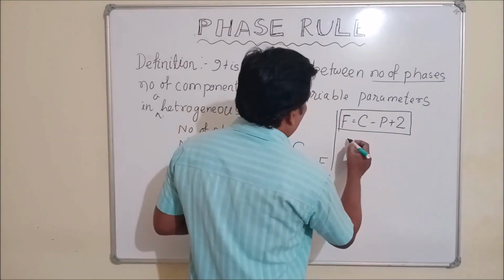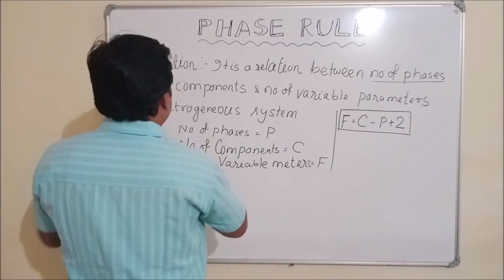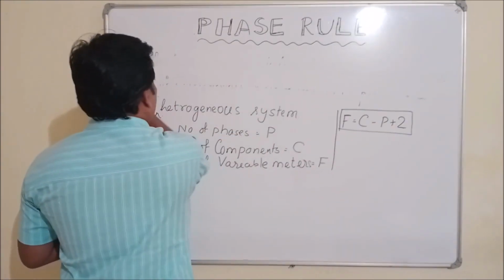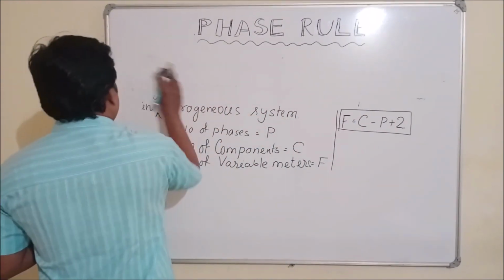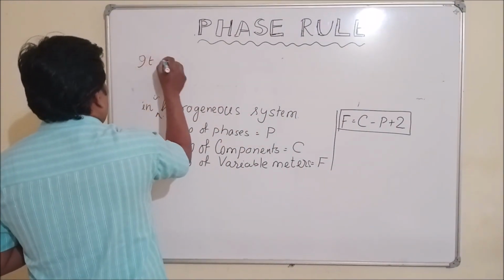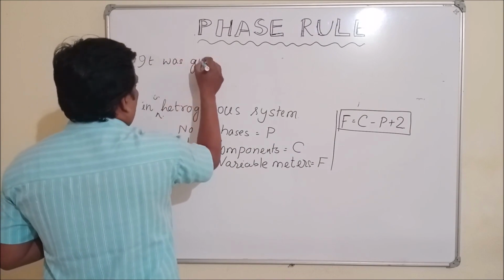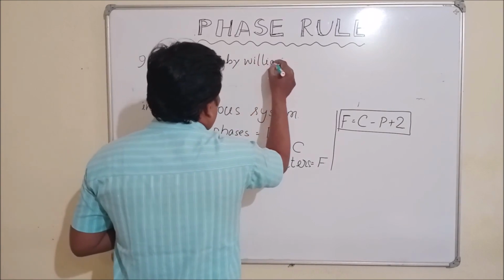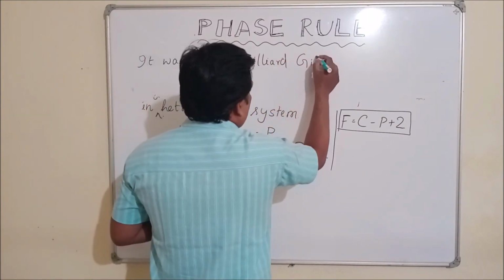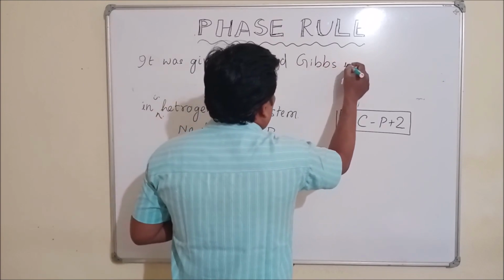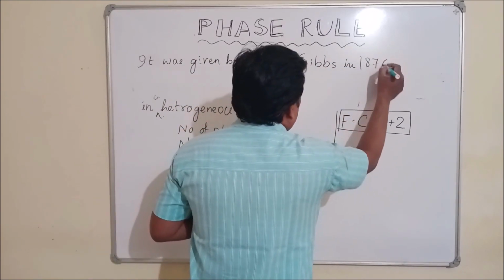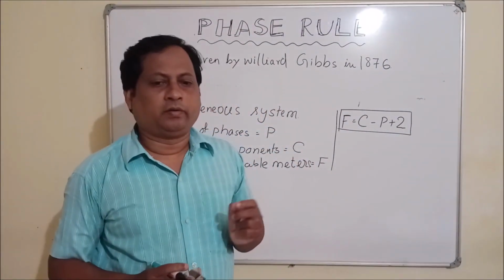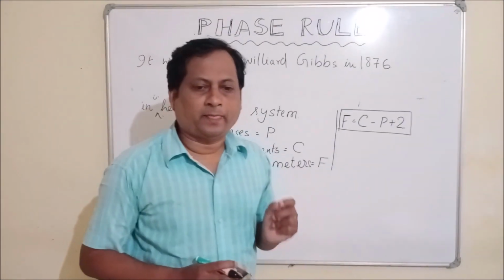So this relation was given by Willard Gibbs in 1876. Okay.